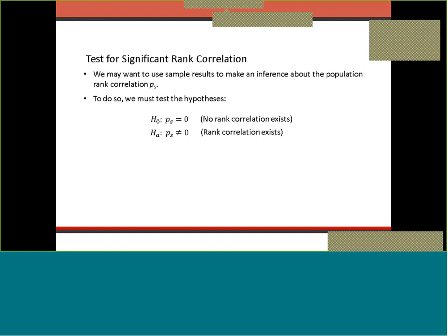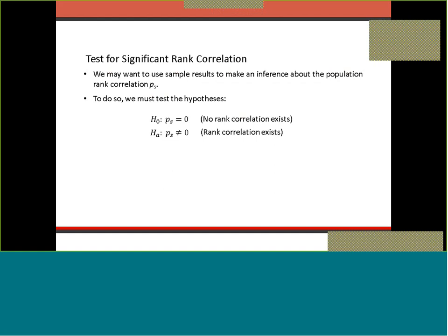Now, this is an advanced course. We need to test the significance of the rank correlation coefficient. So we may want to use sample results to make an inference about the population rank correlation coefficient. Whatever we calculate as Spearman's rank correlation coefficient is always for sample data only, but in our advanced course, we want to test inferences about the population Spearman's rank correlation coefficient also.